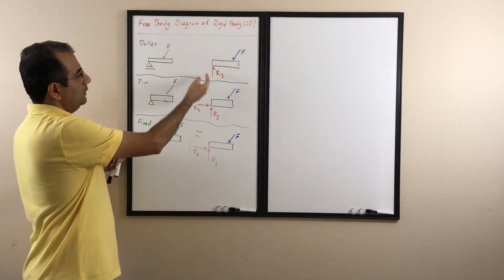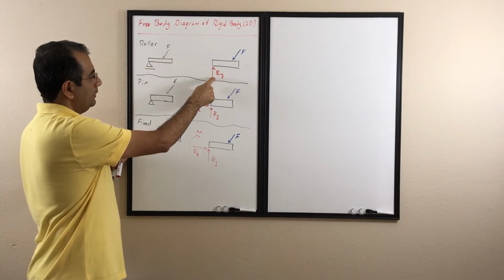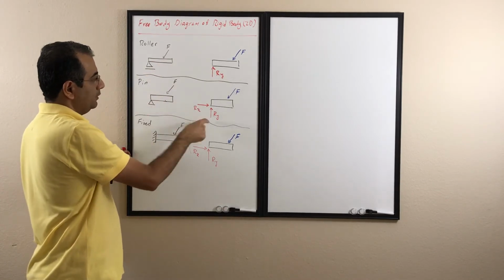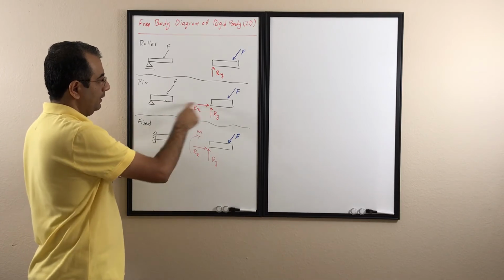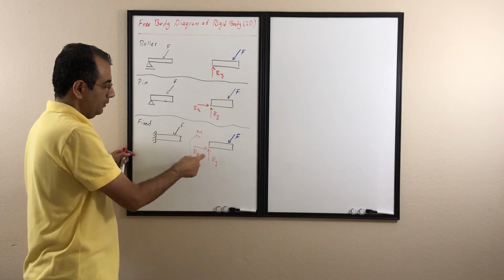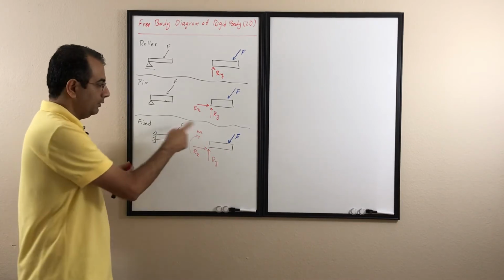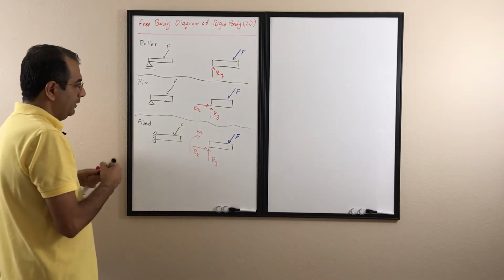So when we have the roller, it just doesn't let it go up or down, so we have one reaction. When we have a pin, it doesn't go up or down, left or right, so we have two. When we have a fixed support, it doesn't let it go up and down, it doesn't let it go left or right, and it doesn't let it rotate. So we are going to have three of them.